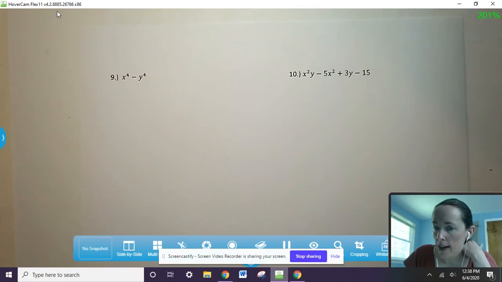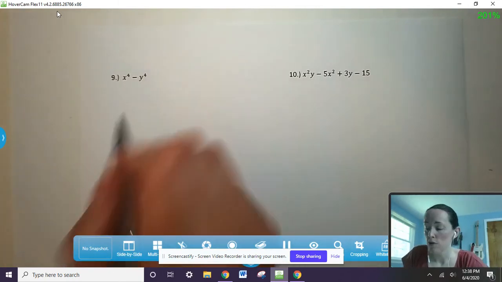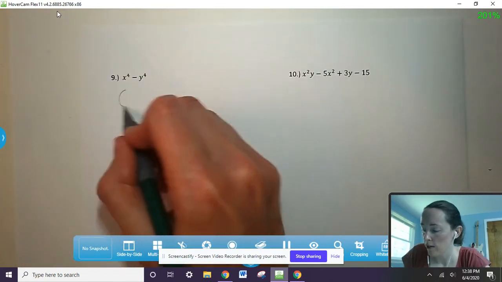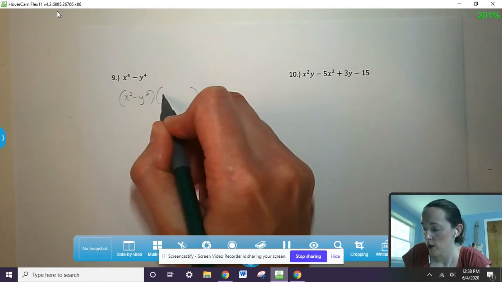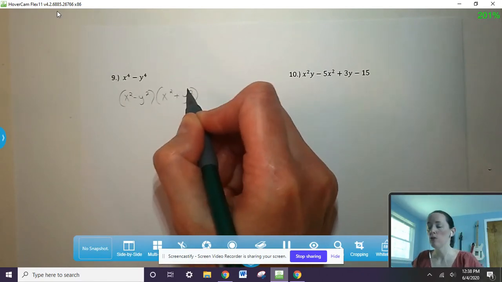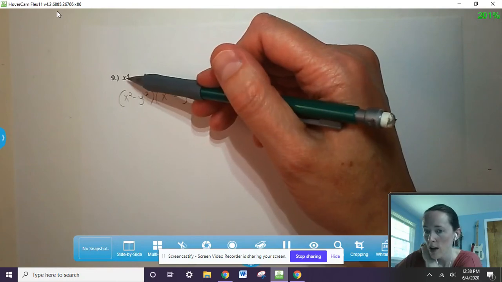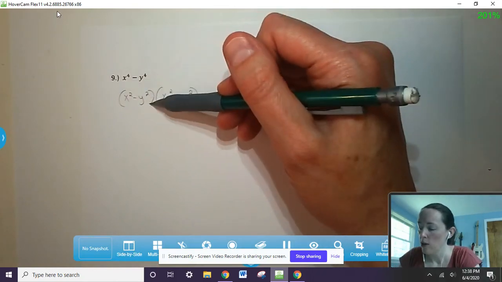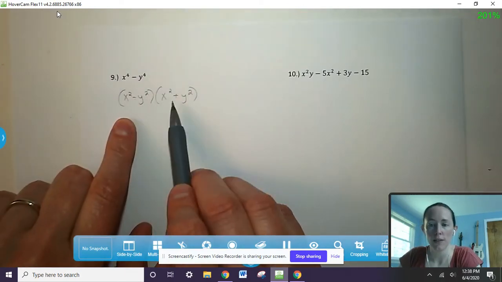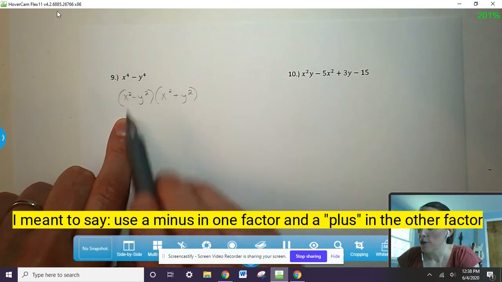So if we look at x to the fourth minus y to the fourth, maybe you'll see that it's a difference of 2 squares. So we can factor that as x squared minus y squared, x squared plus y squared. Because what we do is we take the square root of the first term, which is x squared, and the square root of the second term, which is y squared, and we use a minus in one factor and a plus in the other factor. So that's the first step.